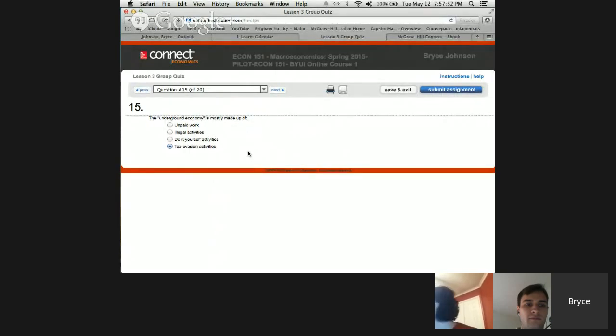Oh, no, I made the change on my paper and then didn't make the change. On number 15, where we talked about the underground economy, it is tax evasion activities. I put in my original answer of illegal activities, so that's why I missed it. But it is tax evasion activities. Other than that, all the rest of them are right. All right, there we go.